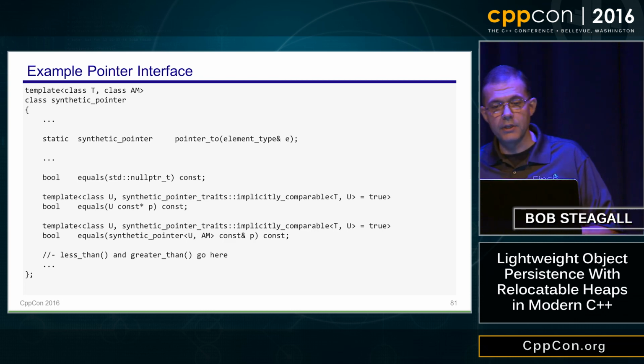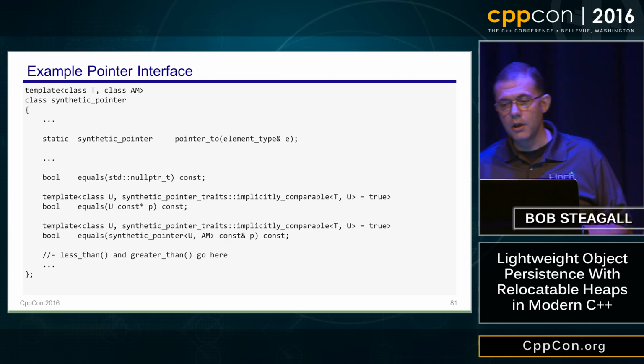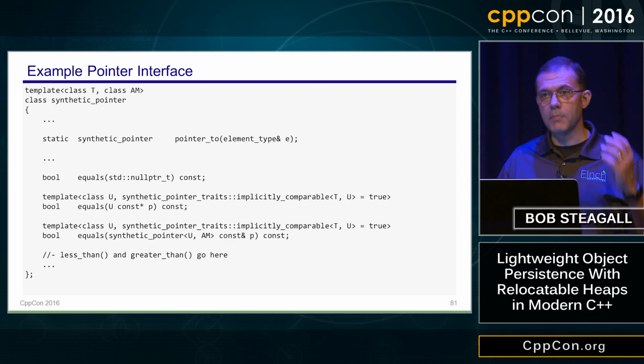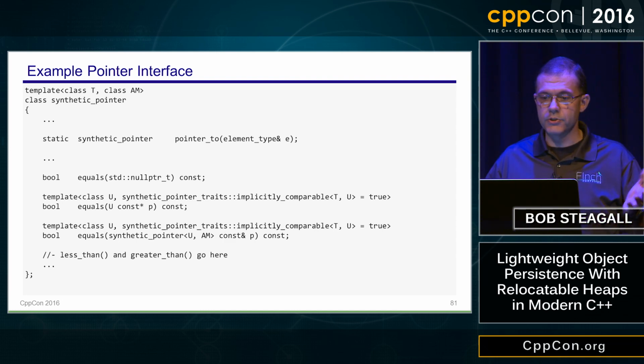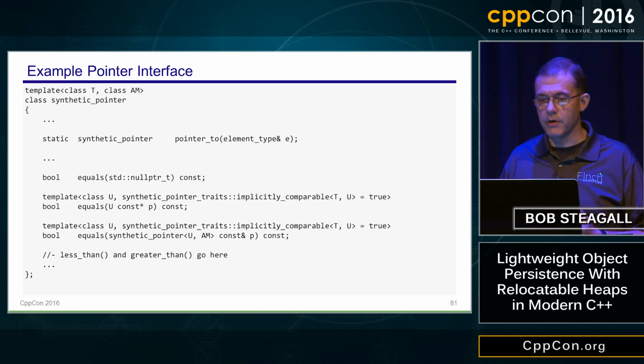Now, just like with the example addressing model we saw a few slides back, there are some helper functions here which I've defined to be used by the binary comparison operators, which I'm not going to show because they're fairly straightforward. And in these helper functions, equals, less than, and greater than, is where the implicitly comparable type trait is used to ensure that we're only going to perform comparisons that make sense.